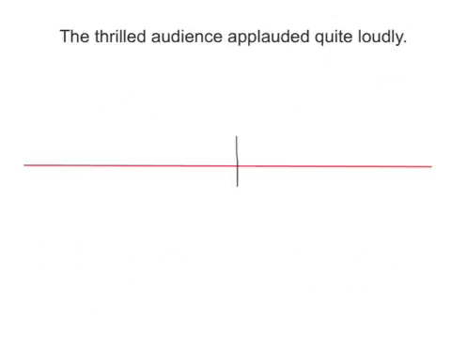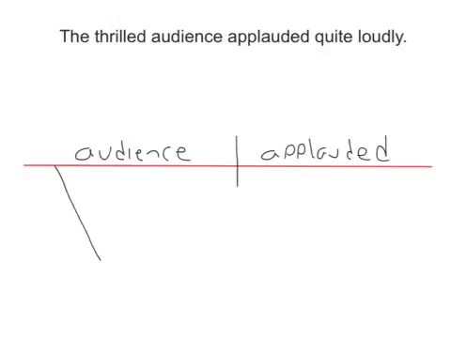Okay, so for this one we have the thrilled audience applauded quite loudly. So what's the sentence about? It's about the audience. What did the audience do? It applauded. So this is how you should do yours whenever you have the test. You ask about what the subject is, what did the subject do, and you have your subject and verb. What do we know about the audience? It is the audience. And what else about them? We know that it's a thrilled audience, so that's an adjective as well.